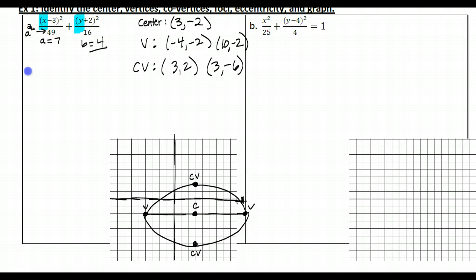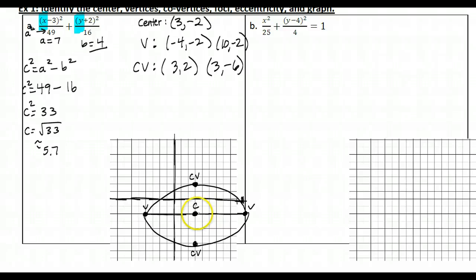And I can find my foci by using my c squared equals a squared minus b squared formula. So a squared is 49, b squared is 16, and I'm ending up here with c squared is 33, so c is the square root of 33. Now, when I'm graphing, it's really hard to tell where square root of 33 is, so it's fine if you type it into your calculator and I discover it's approximately 5.7. So I'm going to go 5.7 units from my center, and I go the same direction where my vertex is. So this time my vertices are in the x direction, so I go in the x direction with my c value. 1, 2, 3, 4, 5, and approximately 5.7 right there.